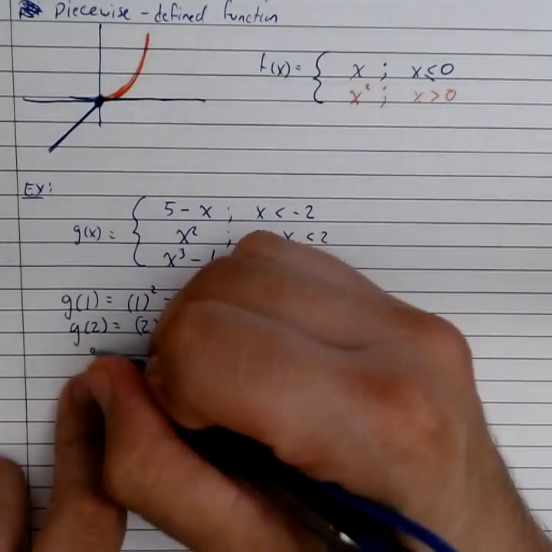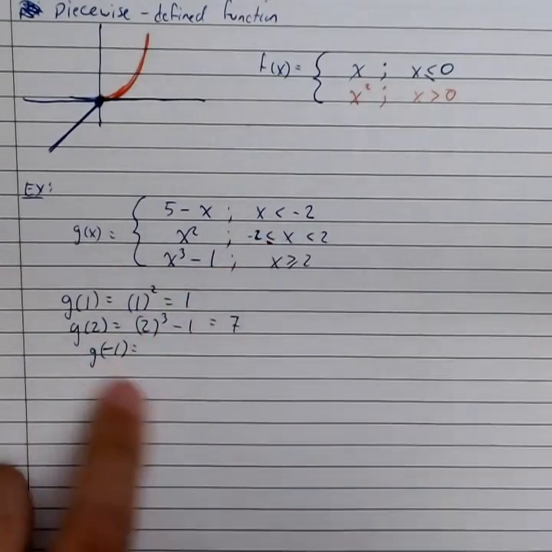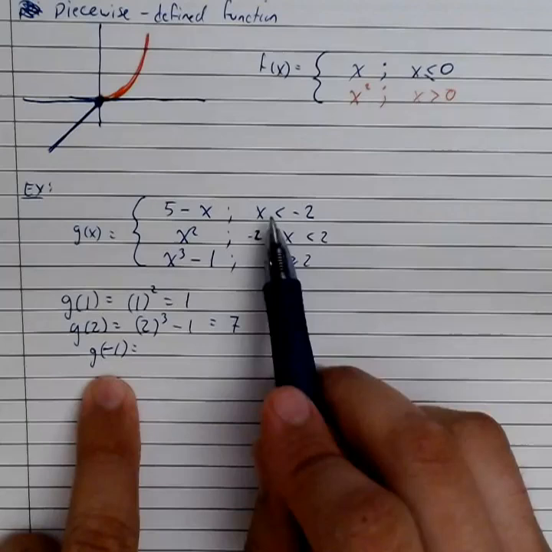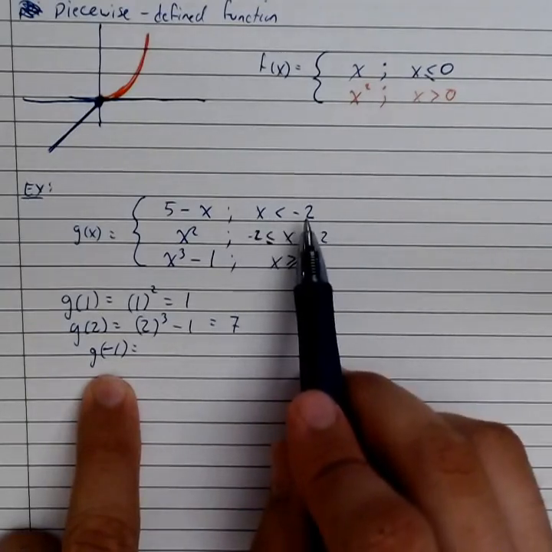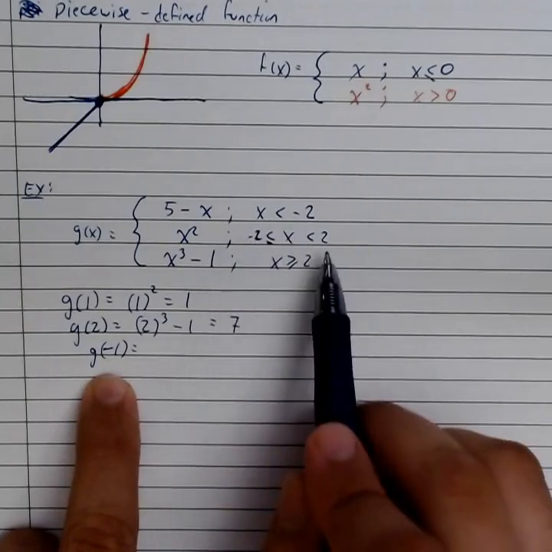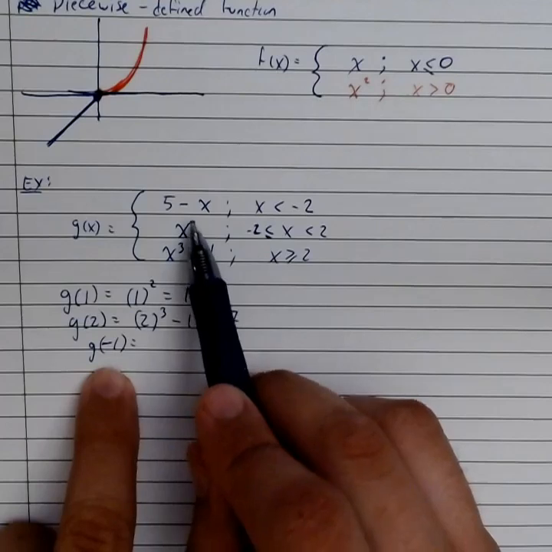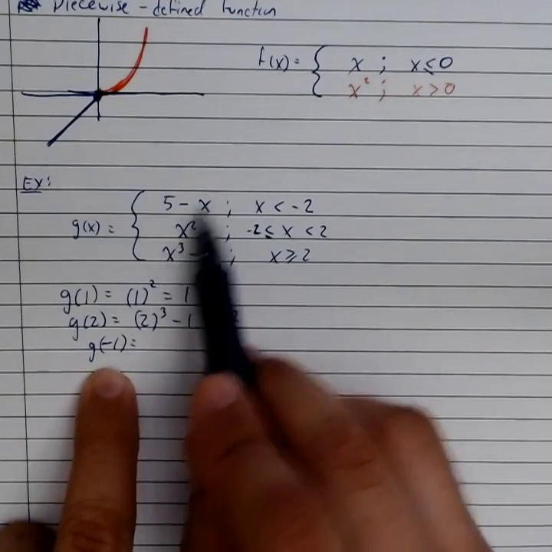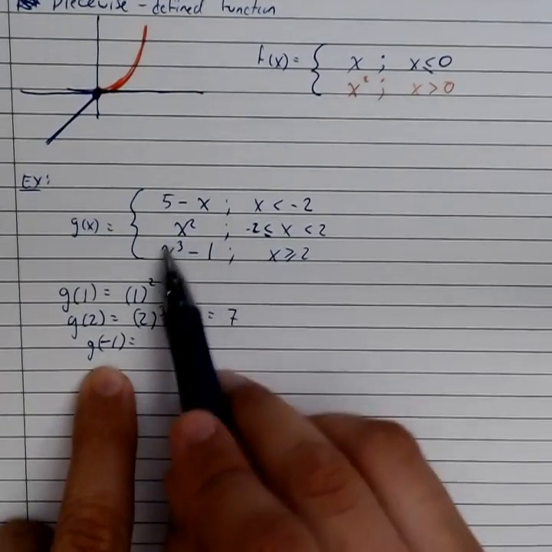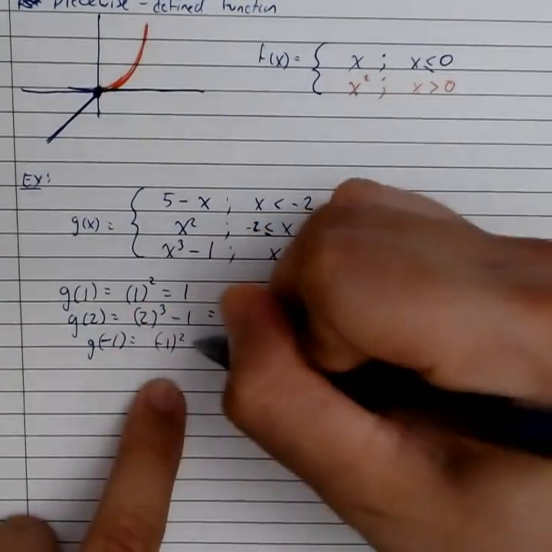Let's say I had g of minus 1. Well, again, minus 1, is that less than negative 2? Is that in that interval? No, negative 1 is not less than negative 2. Is it between minus 2 and 2? Yeah, it is. It's between minus 2 and 2. So I would plug negative 1 in this. It wouldn't go in here, and it wouldn't go in here. So this is negative 1 squared, which is 1.